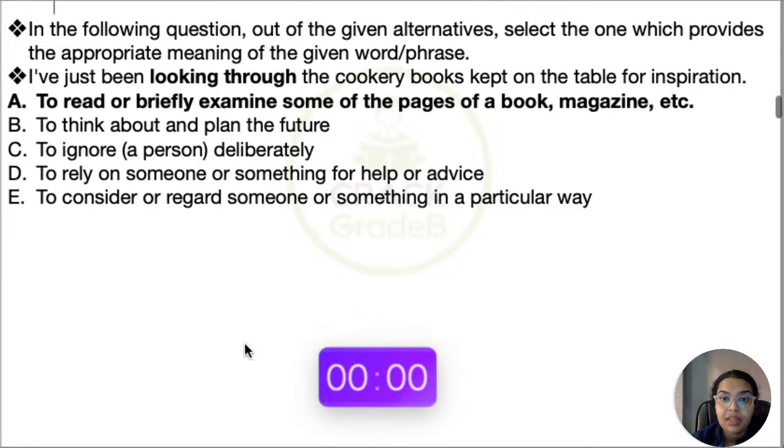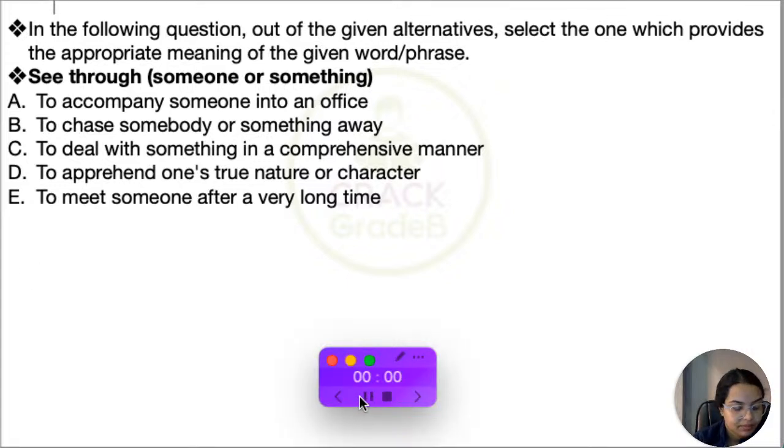Okay, means to examine something, and it is a brief exam and not a thorough one. I have just been looking through the cookery book kept on the table for inspiration. So it is reading or briefly examining, and that could be anything. That could in fact be a situation as well. That is its meaning, you get the meaning of the phrase. These are the phrases that you learn. You don't try to reason it out, it is used just as it is.